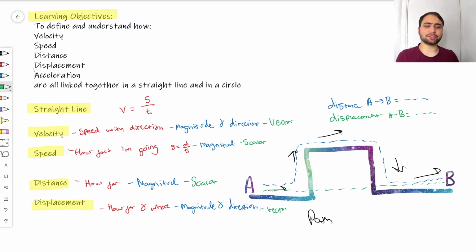Now by this you can sort of realize that, oh yeah, distance can actually be greater than my displacement, because my distance takes me around the path, whereas my displacement just goes right through it.